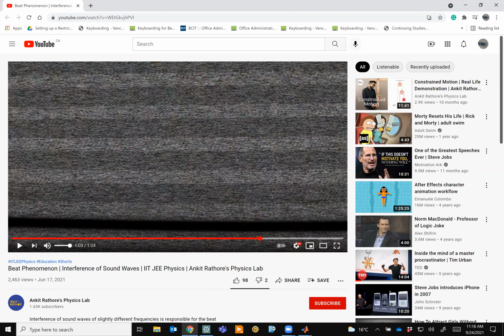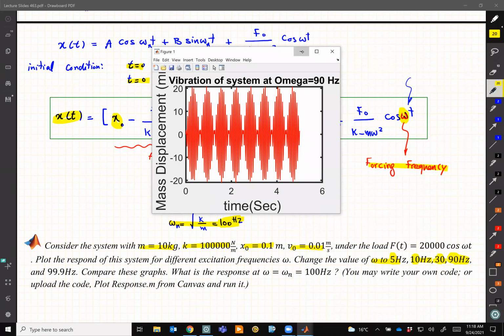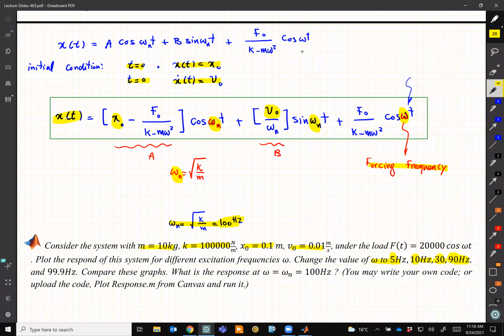You can check it later, but going back, beating happens when we excite the system with a frequency that is close to its natural frequency. Now let's try 99.9 hertz, almost 100 hertz, and see what will happen.